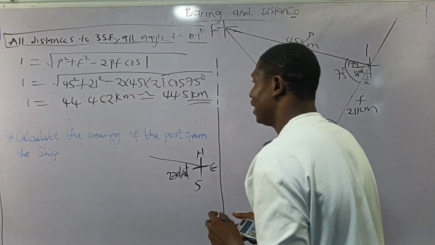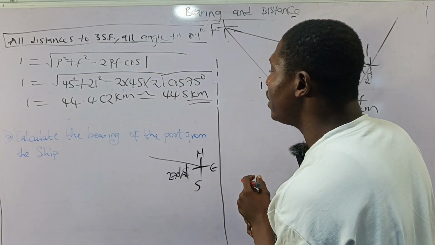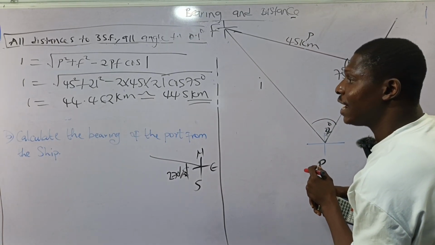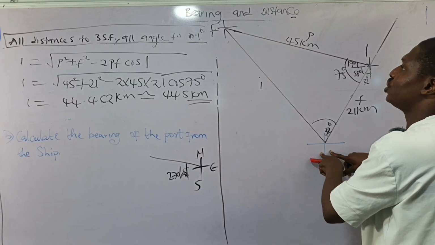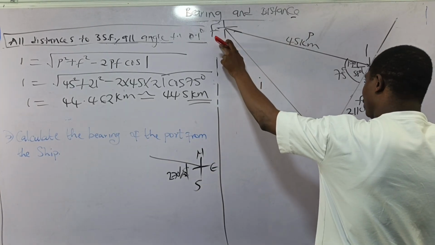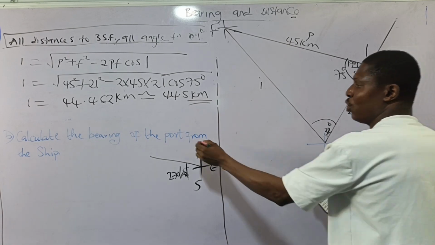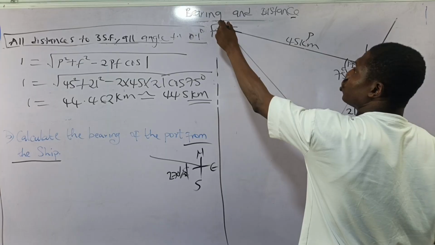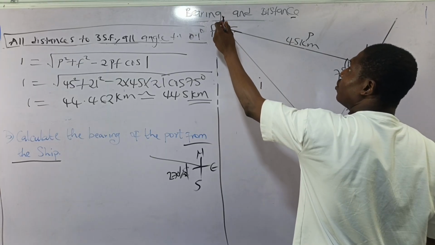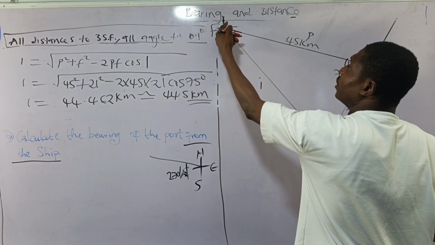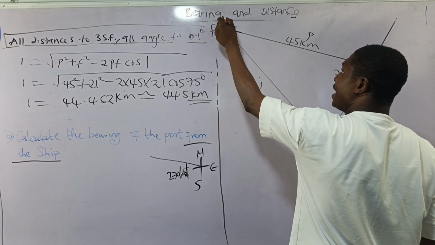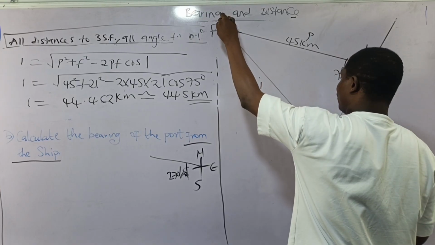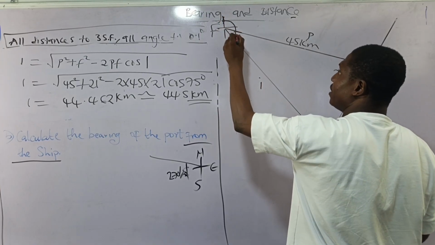And question B says, calculate the bearing of the port from the ship. From the ship is talking about the final position of the ship. So from the ship, our focus is what? It is the angle covered from the final position of the ship, from the north of the ship to where it meets the line that connects the final position of the ship to the port, which is from here to here.